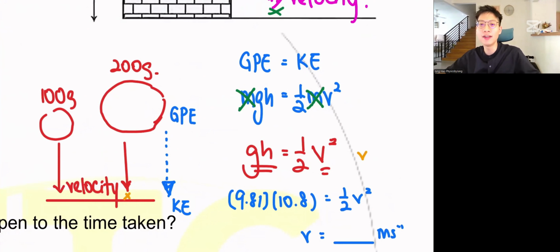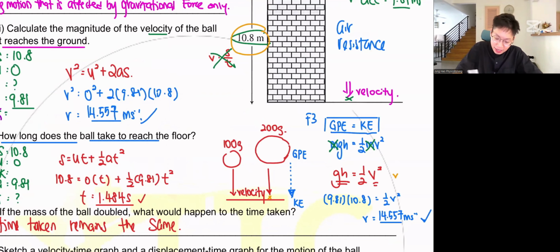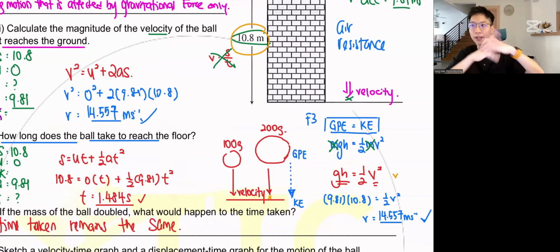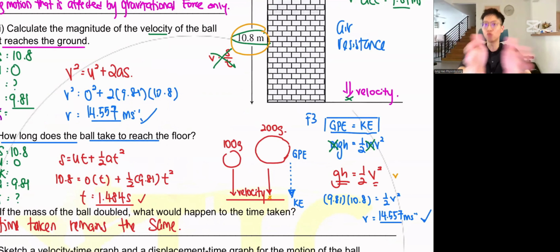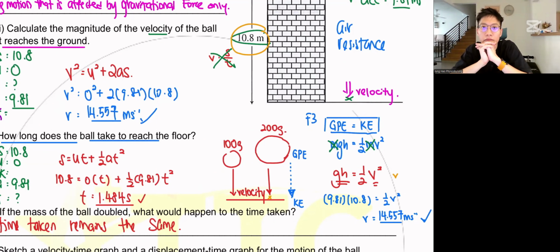You got the square root, no? You should get 14.557, which equals this one. Do you realize that if I use the Form 3 method to calculate velocity, I get back the exact same answer as the Form 4 method? So by doing this, I've already proven to you that the mass of an object will not affect the velocity. That's the idea.